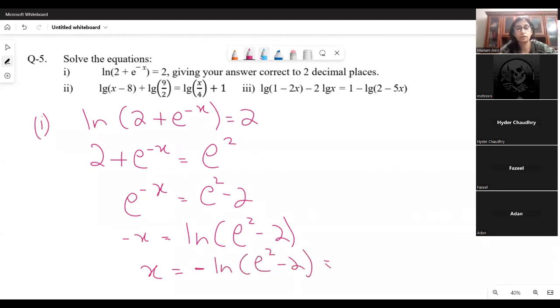And enter this in your calculator. Minus ln, press alpha and pi, and e comes. Press alpha key and then pi. So ln of e square minus 2 gives minus 1.68437. Write the long answer before you round it off to 2 decimal places.